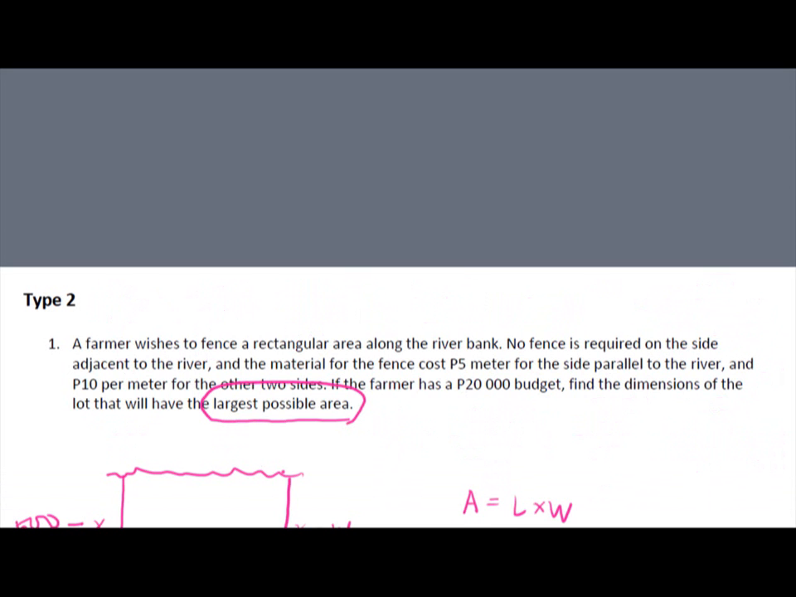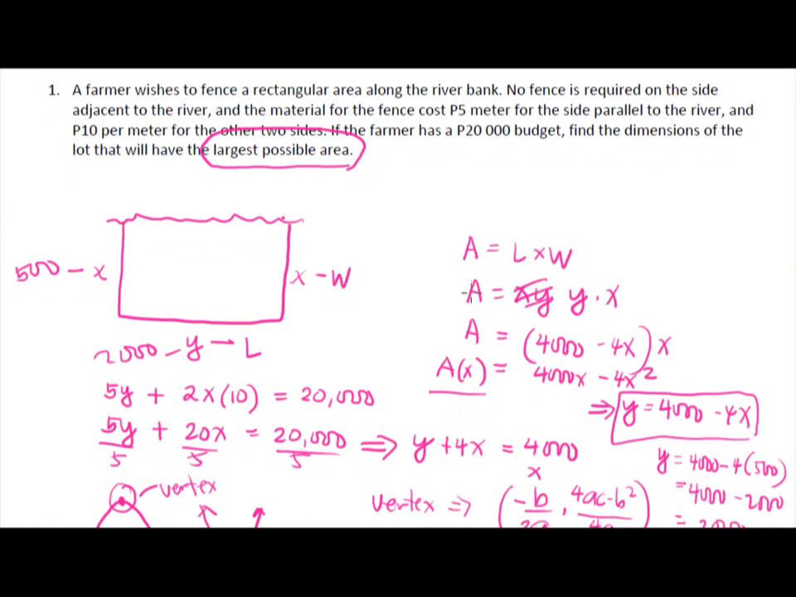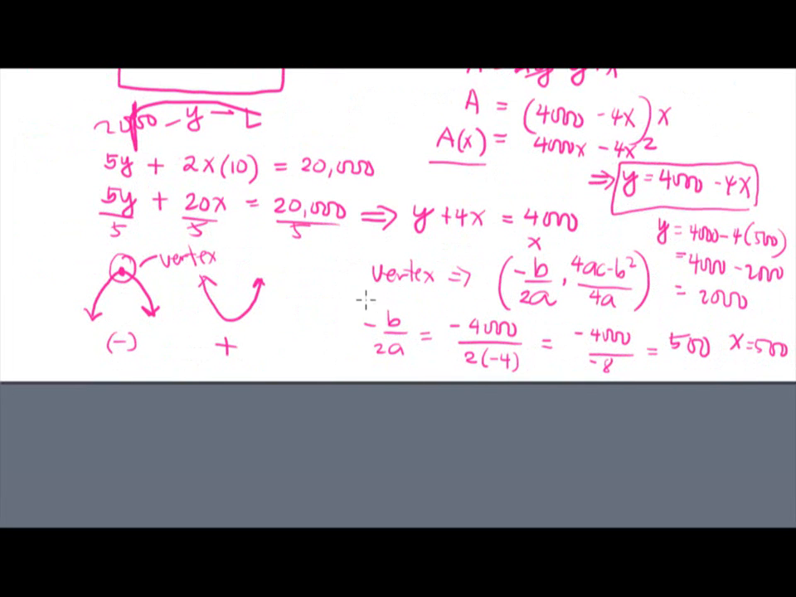If in the future you're asked to find the largest possible area, then given these dimensions, 500 and 2,000, just use the formula length times width, that is 500 times 2,000. So the final answer to this question is that the dimensions are 500 by 2,000. I hope that the explanation is clear.